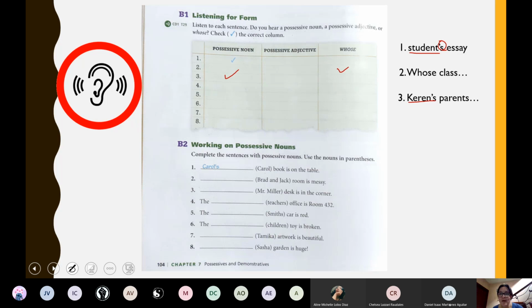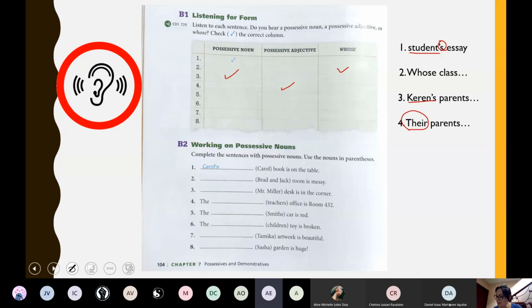Number four, Albert. What do you have in number four? Possessive adjective. Let me see. Their parents. Excellent. Here we have the possessive adjective. Their parents are doctors, I think was the sentence. So it's a possessive adjective.